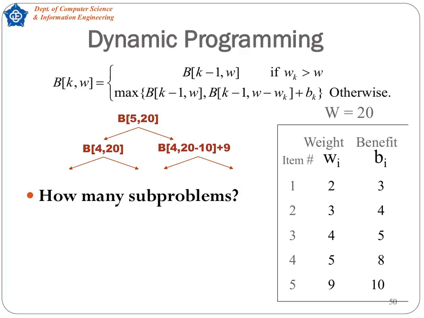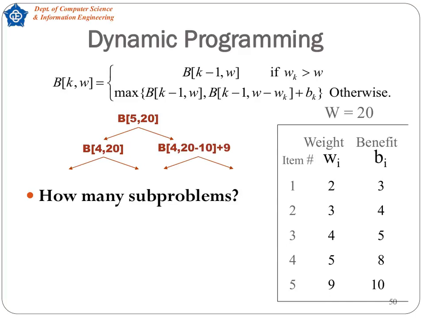Recall that B is the best benefit you can get from the first K items with capacity W. If item K's weight is more than W, you simply can't take it, and so B[K][W] equals B[K-1][W]. Otherwise, you compare two options, skip it or include it, giving B[K][W] equals max of B[K-1][W] and B[K-1][W minus weight K] plus benefit K.